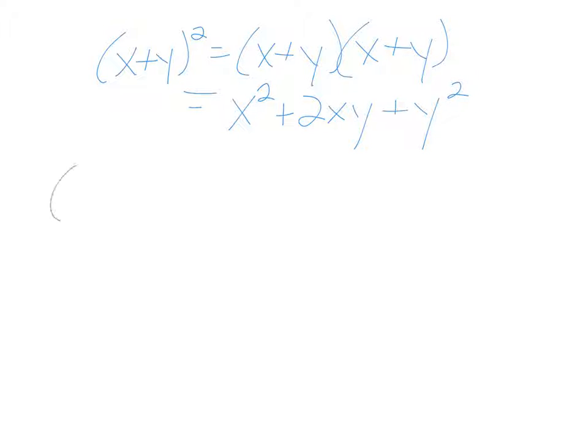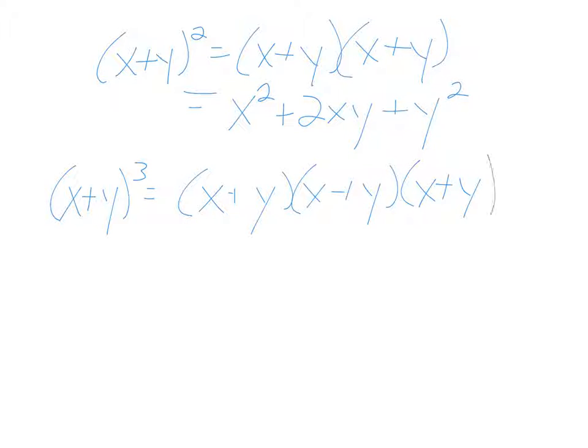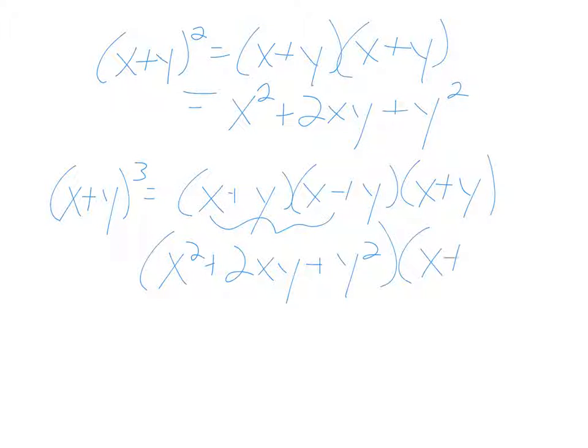Now, if we had x plus y to the third, that would take a little bit longer. We would have 3 x plus y's. And you know what the two of them come out to be, x squared plus 2xy plus y squared multiplied by x plus y. So you would have to take the x times all three, the y times all three, combine like terms, and so on. And that's going to take even longer. What if it was x plus y to the fourth or x plus y to the fifth?